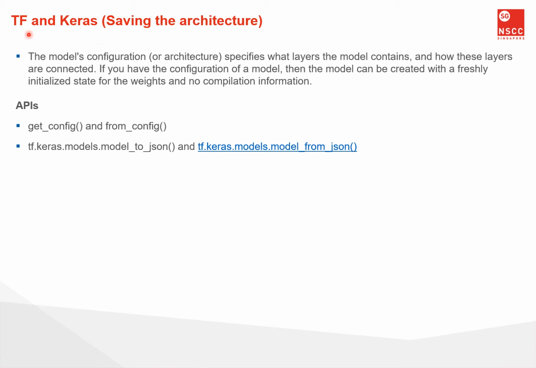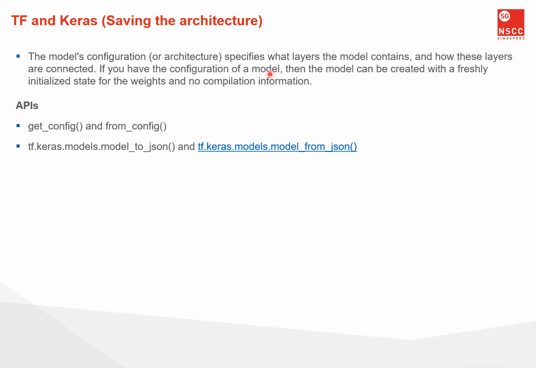So to continue the story of TensorFlow Keras, we can actually save the architecture and not just save the weights and the losses, etc. The model configuration or the architecture specifies the configuration of the layers, how many layers there are, how those layers are connected to each other. When we save the weights, we are just saving the numeric values. It doesn't contain the configuration or how the layers are connected to each other. So if you want that information, you need to have the model configuration or the architecture saved.